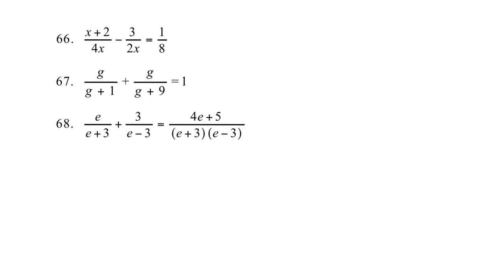Okay, so these equations are not proportions, so they're not fractions equal to fractions. So we're going to use Fraction Buster, which means we're going to multiply all of the terms, each and every one of them, by the denominator over 1, because the goal is to eliminate the denominator. So my LCD for number 66 is going to be 8x, because the common multiple of 2, 4, and 8 is 8, and then there's 1x there. So I'm going to multiply by 8x.